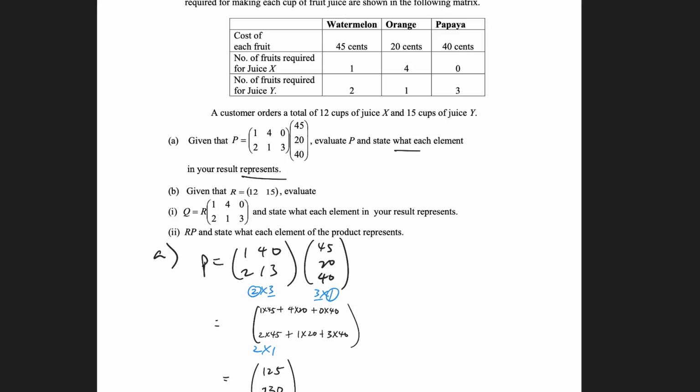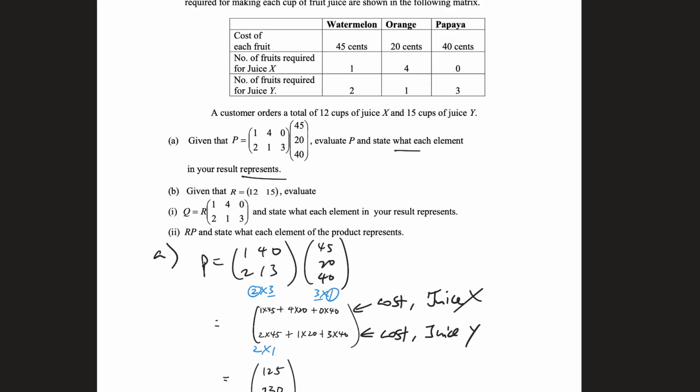And 1 watermelon multiplied by 45, there's a cost. So this is the total cost for the watermelons, total cost for the papayas, right? For the oranges, sorry. 4 oranges and 20 cents per orange. No papayas and 40 cents per papaya. So this is the total cost of producing 1 cup of juice X, right? Because juice X requires 1 watermelon and 4 oranges and no papayas. And this is you multiply each one by the respective cost. Right, so this is the cost for juice X. And this is the cost for juice Y.